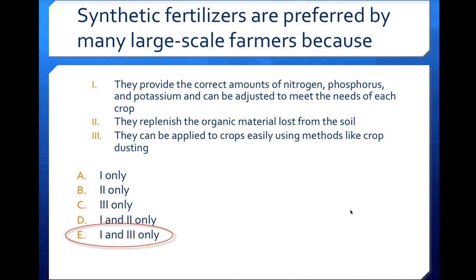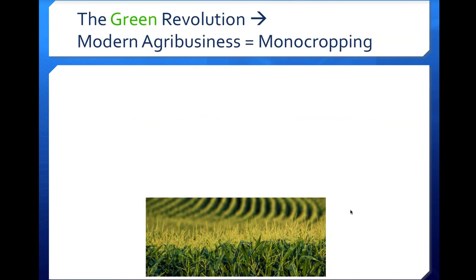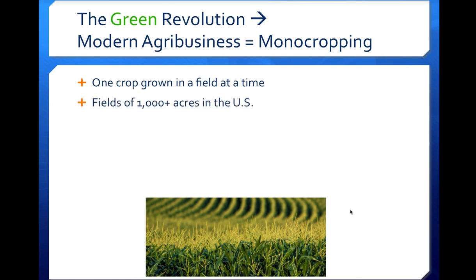Number 2 is incorrect because synthetic fertilizers do not replenish the organic material lost from the soil. All right, a couple more aspects of the Green Revolution that have held on and been continued into modern agriculture. The next one is monocropping. We discussed this briefly. Monocropping is when you grow one crop in a field at a time. So we end up in the United States with fields of more than 1,000 acres of all one crop.